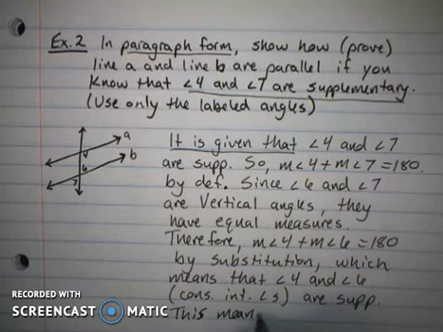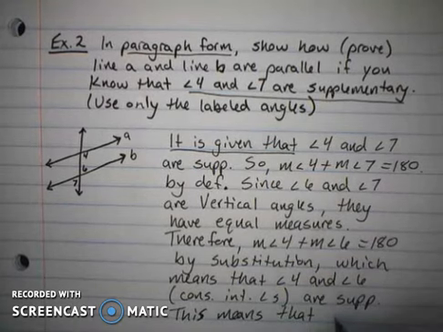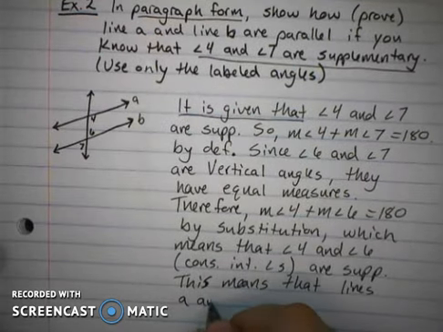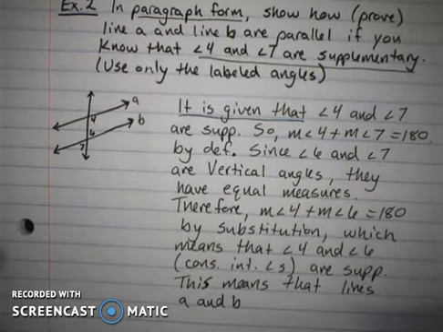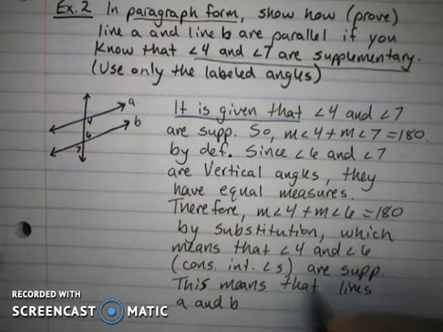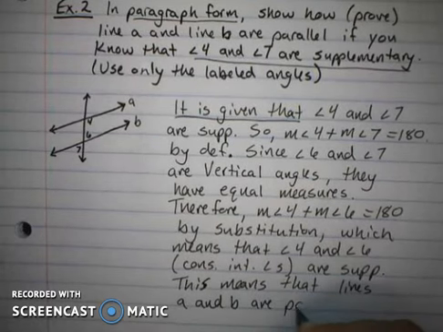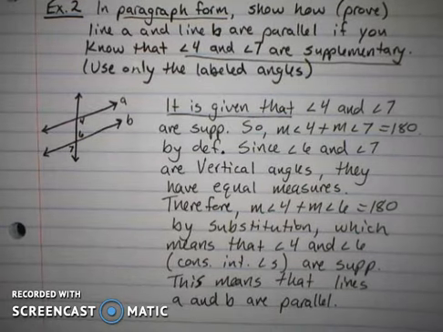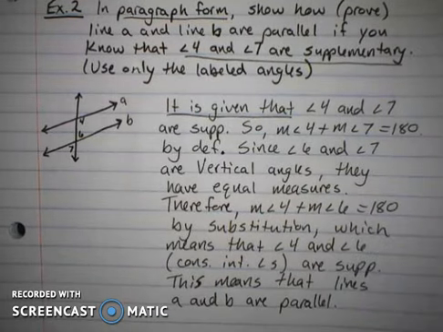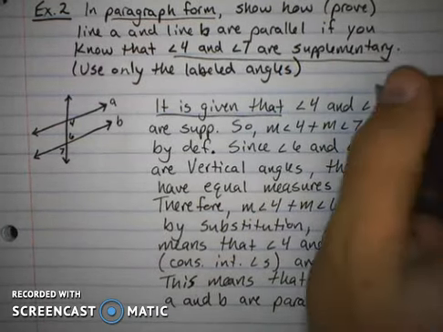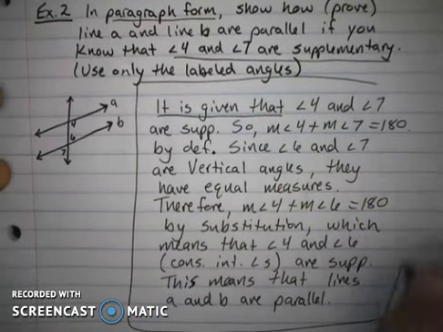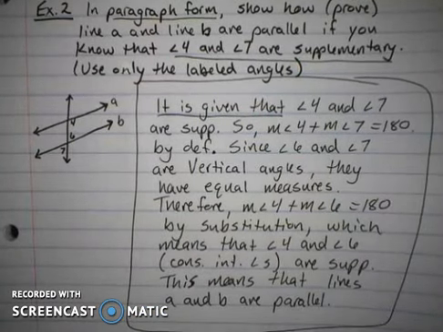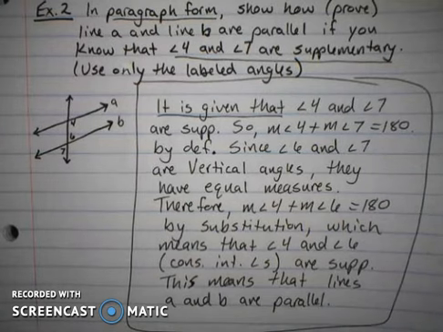This means that lines A and B are parallel. Okay, we're going to go over some more examples like that in class, so if you have a little bit of trouble with that, that's fine, but this is a proof in paragraph form. Now, there are ways to shorten these a little bit, there are ways to get around things a little bit differently, but for this example, this is the best way we can write this.